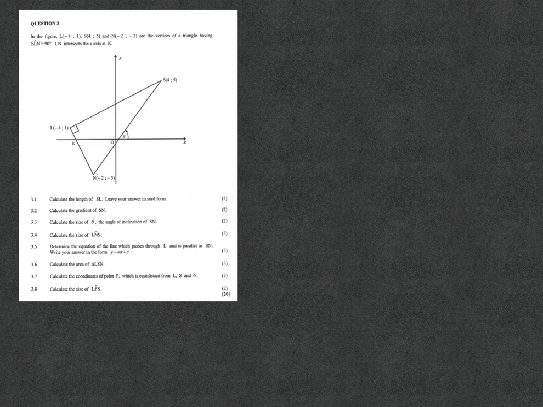Okay, so in the figure, L, S, N are the vertices of a triangle having angle SLN equal to 90. So that 90 tells us we're dealing with a right-angled triangle. We also know that SL and LN are perpendicular. Cool. So 3.1, let's give it a go.